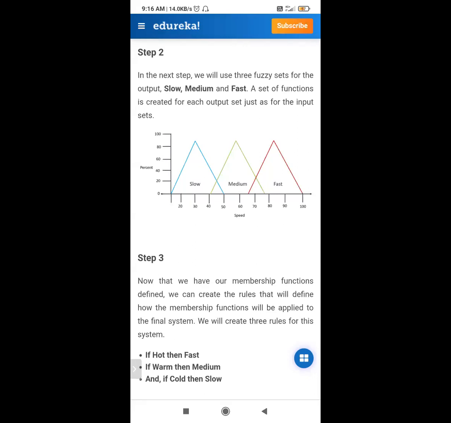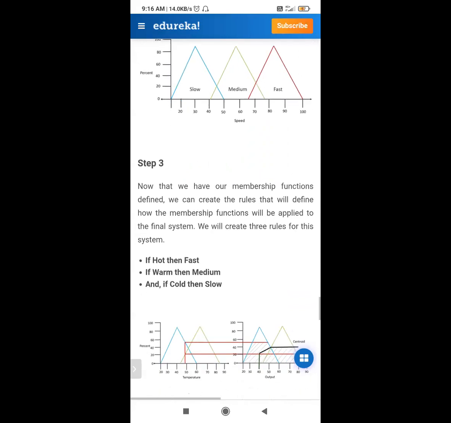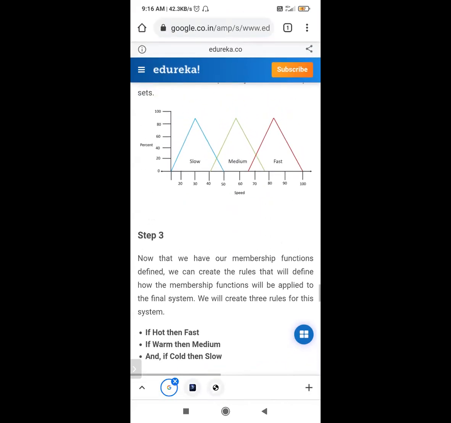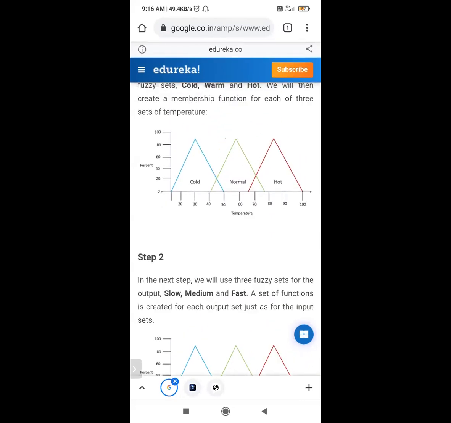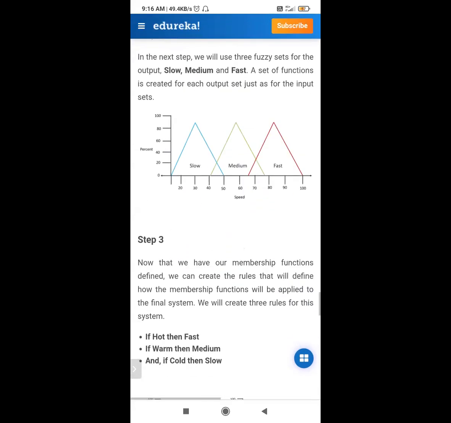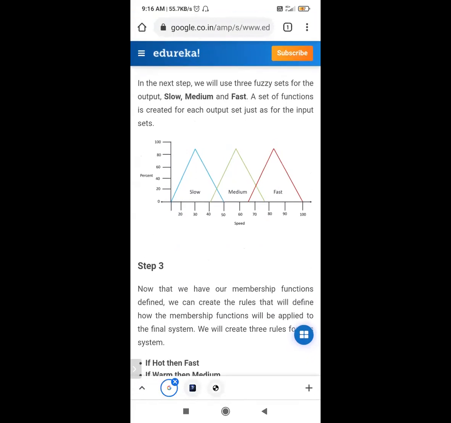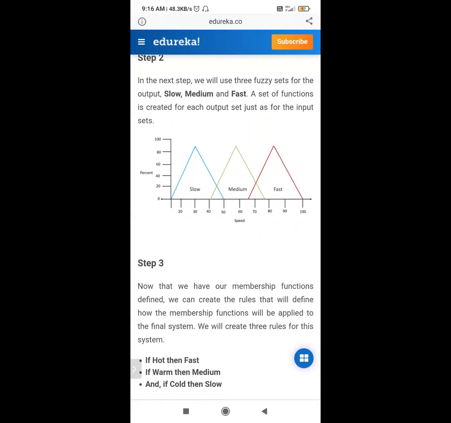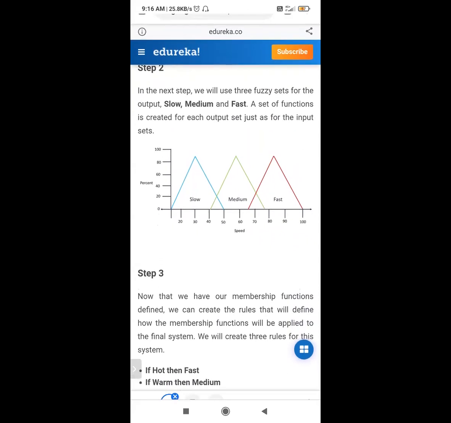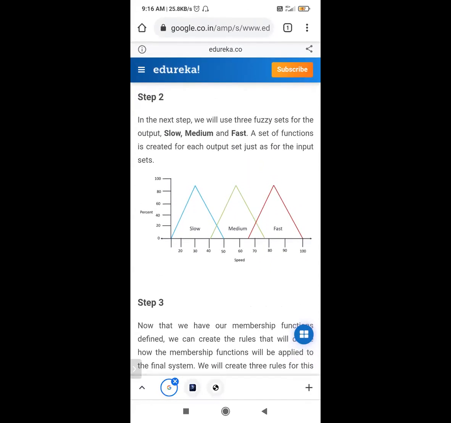Okay. Next one is step number. So here percent and temperature. Here the percent and speed. So this is the fan speed. Slow fan speed, or medium fan speed, or fast fan speed. Based on the situation present over there, the fan will move at slow or medium or fast.